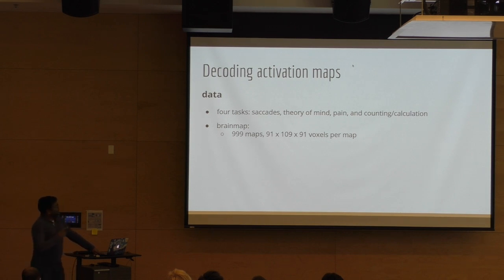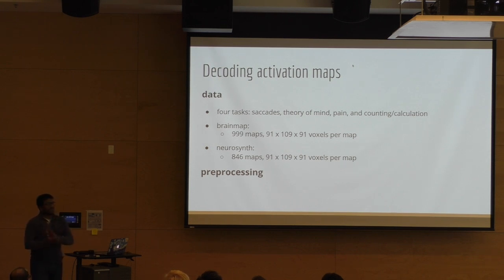From BrainMap we had around 1,000 maps, and from NeuroSynth we had around 850 maps that correspond to these 4 tasks. We did not want to do any pre-processing, but if you want to do classification, then you need to make sure that the data that you are training and the data that you are testing are on the same scale. So we did a very minimal min-max scaling, as in we made sure that the data in each of these maps is between 0 and 1.